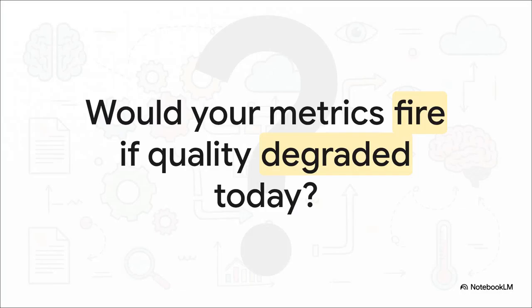Which leaves us with a pretty unsettling thought to close out this explainer. I really want you to look at your own architecture right now and ask yourself, if your retrieval quality degraded today, if your AI started silently handing out worse answers to your users this very second, would your current metrics even fire an alert? If your answer is no, then it is absolutely time to audit your observability strategy and put this blueprint to work. Keep building resilient systems and don't let your RAG fail in the dark.